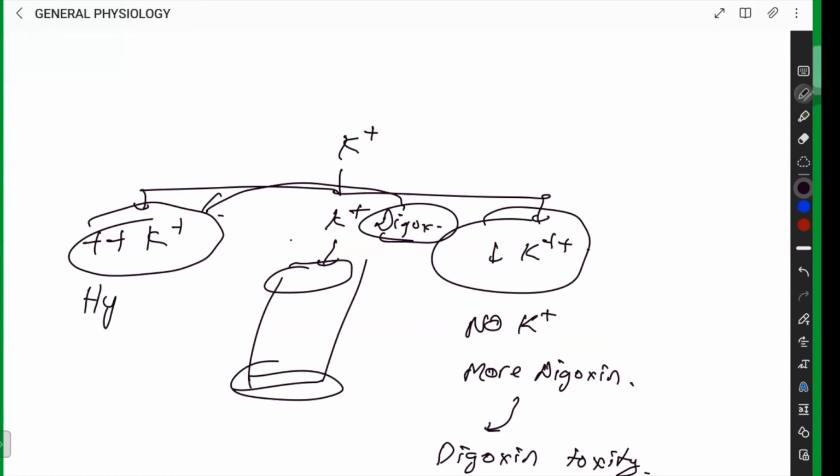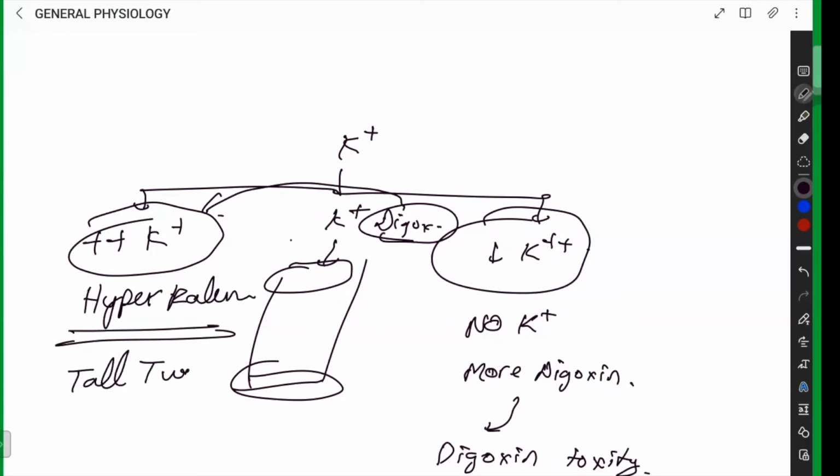Therefore, it can cause hyperkalemia. So hyperkalemia, how is it represented? Tall, tented T wave. This is not very important for you as of now. Just remember the name alone. Okay, now you can understand, right?